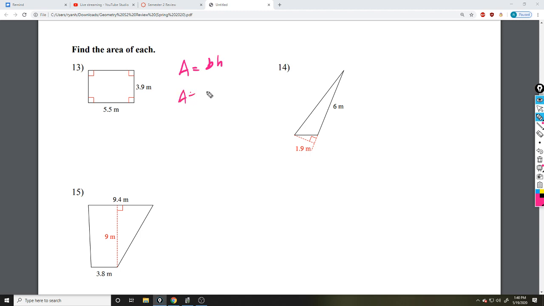So our base here is 5.5 times our height, which is 3.9. That's 21.45 meters squared, since it's an area.